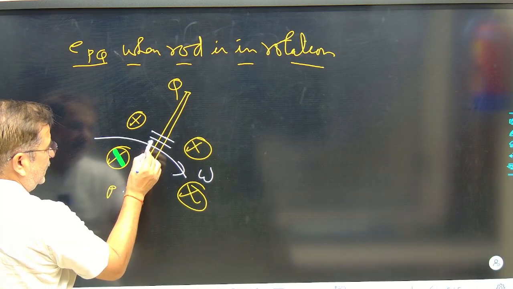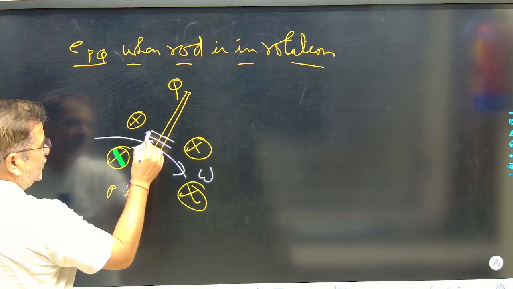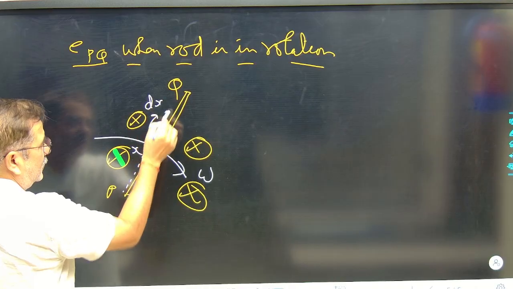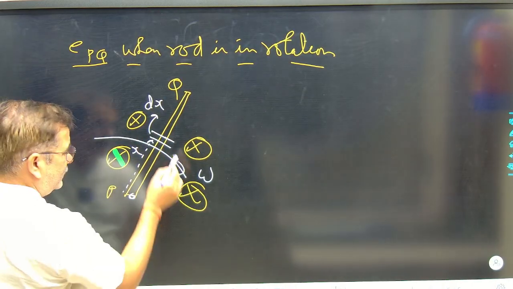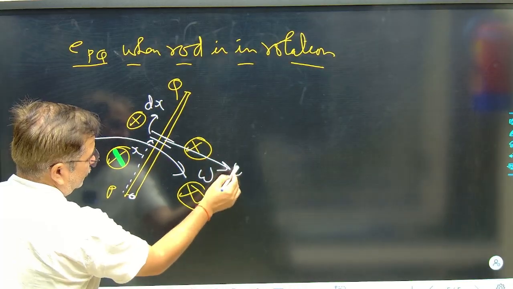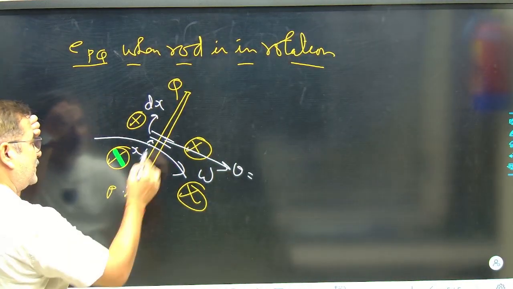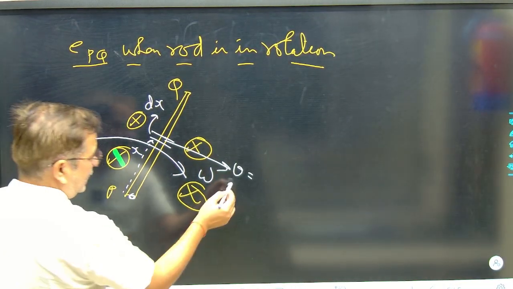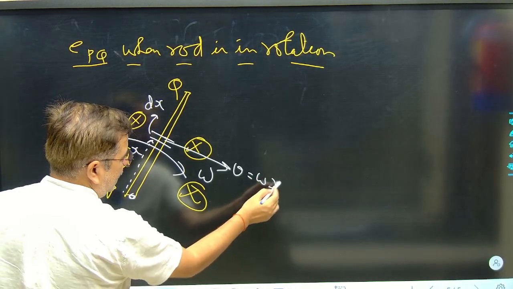and the length here from here is x, and a small extension is dx. So dx length can develop some EMF. It will have some speed v also. V at every point on the length of the rod will not remain constant. This v at any distance x is omega into x.